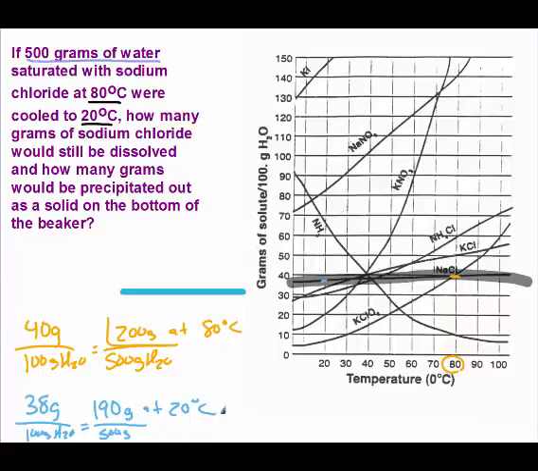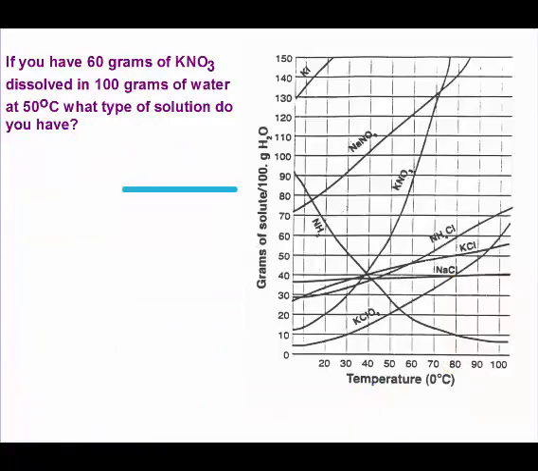And therefore, if I had decreased the temperature from 80 to 20, around 10 grams would precipitate out. Again, had you used different numbers, then your answer may not be exactly that same amount. Go ahead and pause the video and try this one on your own. Restart when you have your answer.